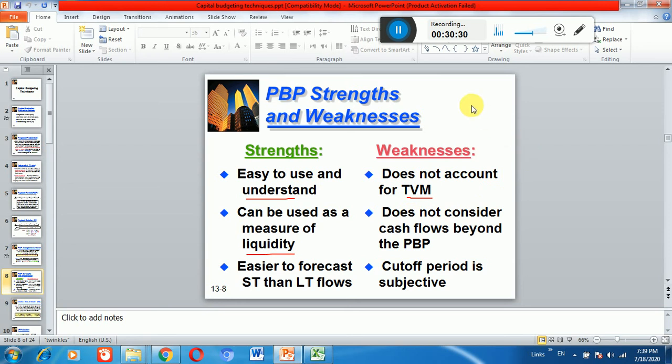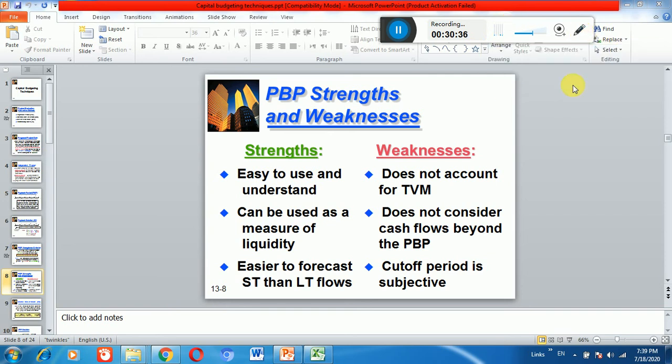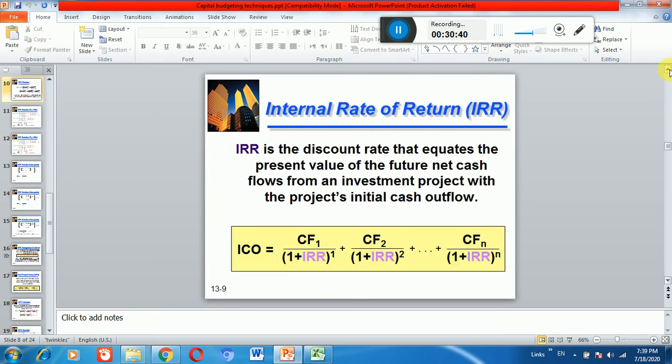Now dear students, we are going next for another method, and that is internal rate of return. Okay, so what is internal rate of return or IRR? Internal rate of return is the discount rate that equates the present value of the future net cash flows from an investment project with the project's initial cash outflow.